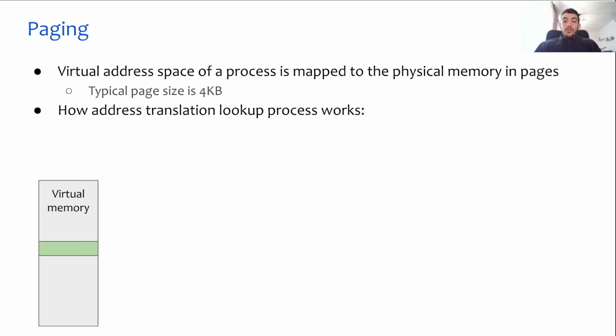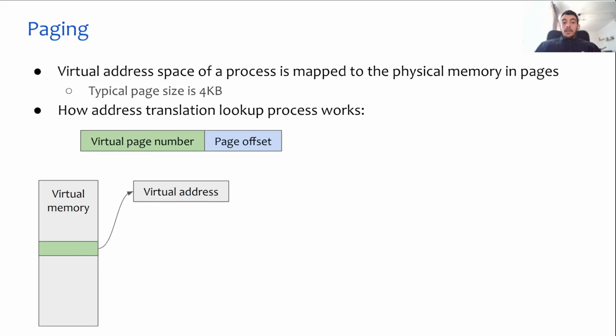Now, what happens when the process requests to access a specific address of this virtual address space? This address is comprised of the virtual page number and the page offset, which indicates where the data is stored within the page. The first thing that is done is a lookup in the translation look-aside buffer, or TLB for short, which is a cache storing address translations. It is a part of the chip's memory management unit, or the MMU, and the TLB stores the recent translations of virtual to physical memory addresses and can essentially be called an address translation cache.